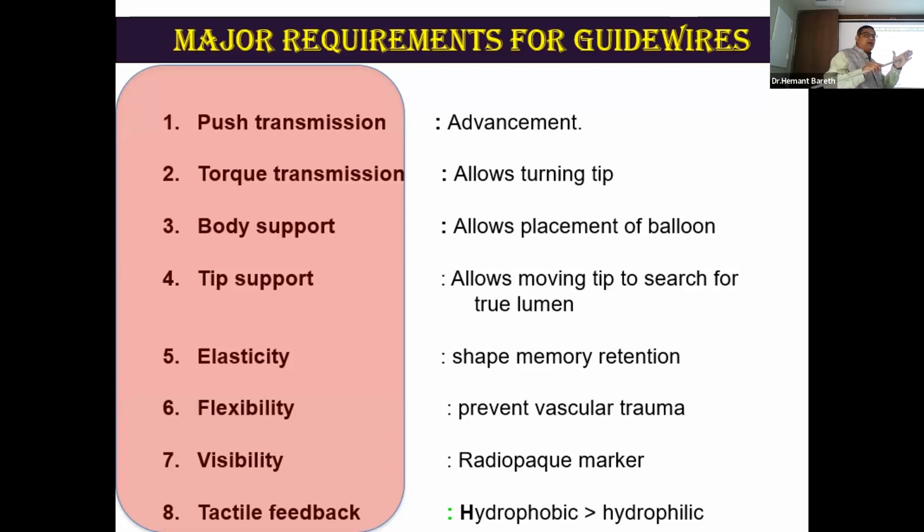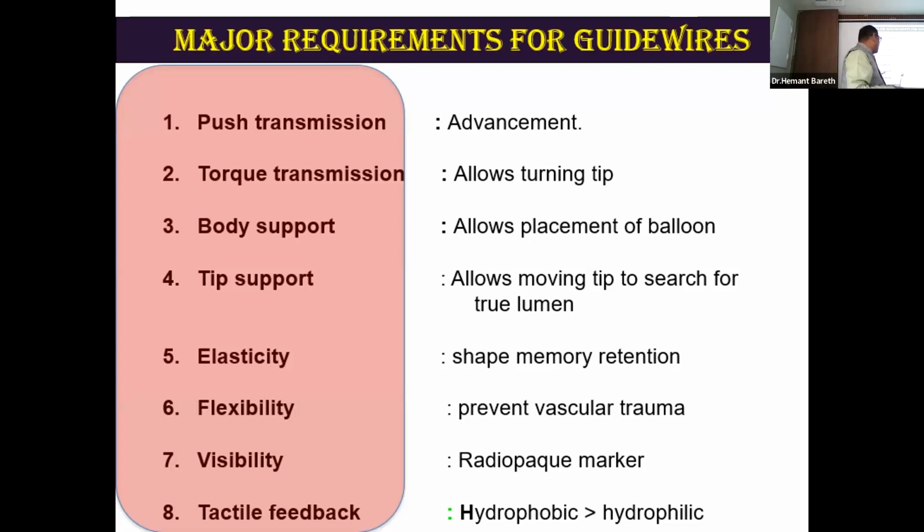So if you encounter a lesion and if the tip just buckles, then it will never cross the lesion. But if the tip has some support, it will then bend sideways and go through the lesion. So that tip support is also very important because it allows the tip to search for the lumen, especially in total occlusion situations. The tip support becomes very important, and I will show you how you require more tip support for total occlusions.